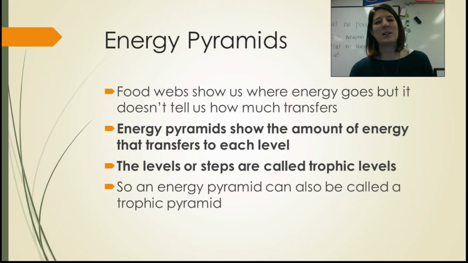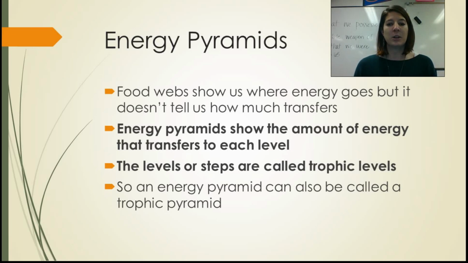Energy pyramids show us the amount of energy that is transferred each time one organism consumes another. And if you can imagine a pyramid, each level of the pyramid is called a trophic level.